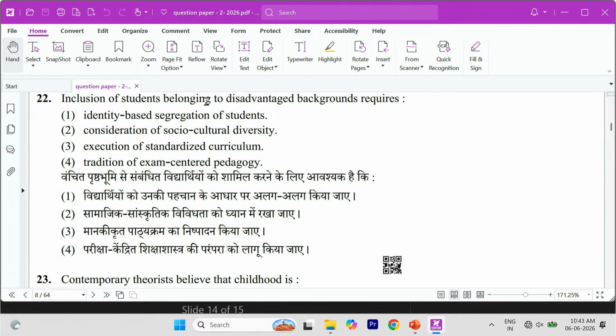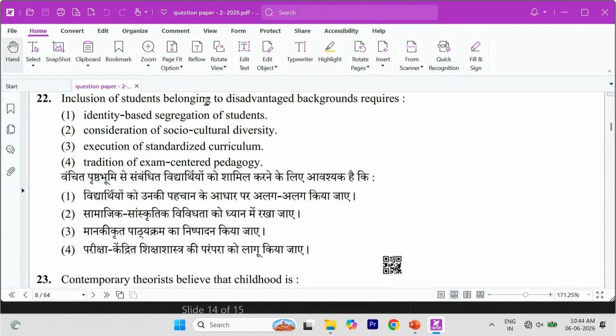Consideration of socio-cultural diversity, because we always accept diversity in terms of socio-cultural background. Immediately when we see this question, socio-cultural diversity, we know this is the correct response. Then third, execution of a standardized curriculum. No, when we talk about the inclusive approach, it talks about a flexible curriculum, curriculum adaptation and modification. So our third option cannot be correct.